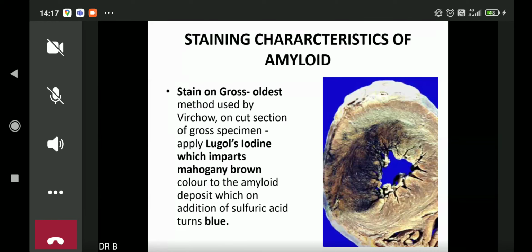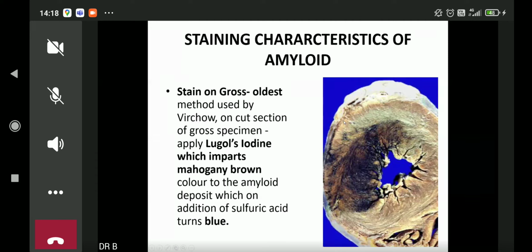Now, from here on start your viva questions, or even a short note can come, on the staining characteristics of amyloid. So how will you stain a gross specimen and a microscopic specimen to identify amyloid? Because with your own eyes, you cannot tell whether there is amyloid or some other protein deposited. So on gross, the oldest technique, please make a note of this. When you get a gross specimen, this will be asked. How do you demonstrate amyloid presence on a gross cut section?